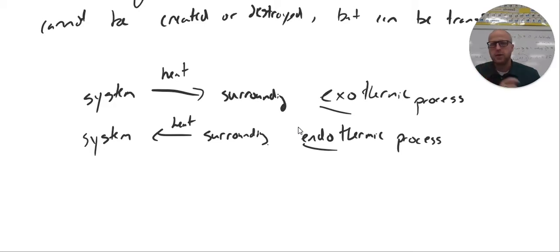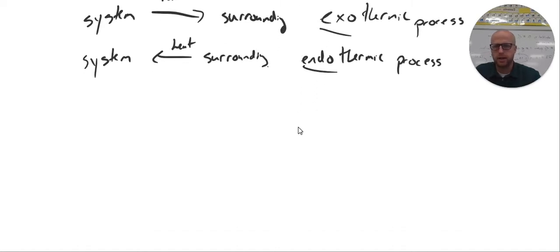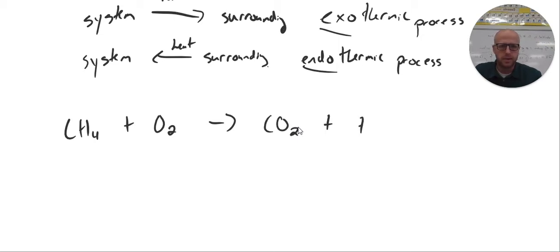Okay, so what do we see here? In an exothermic reaction, let's take an example. Let's say we have a combustion reaction. We have some methane, and we burn it with some oxygen. It's going to go to carbon dioxide plus some H2O.